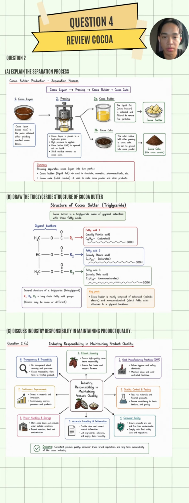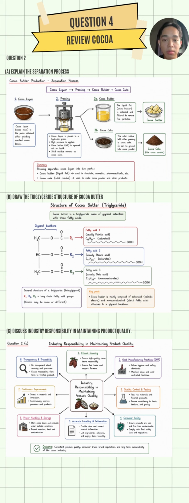Next, question 2, cocoa butter production. Cocoa butter is produced from the cocoa liquor through a pressing process. In this step, high pressure is applied to the cocoa liquor to separate it into two components. The liquid part is cocoa butter, which is a type of fat, while the solid part is the cocoa cake, which can later be processed into cocoa powder.